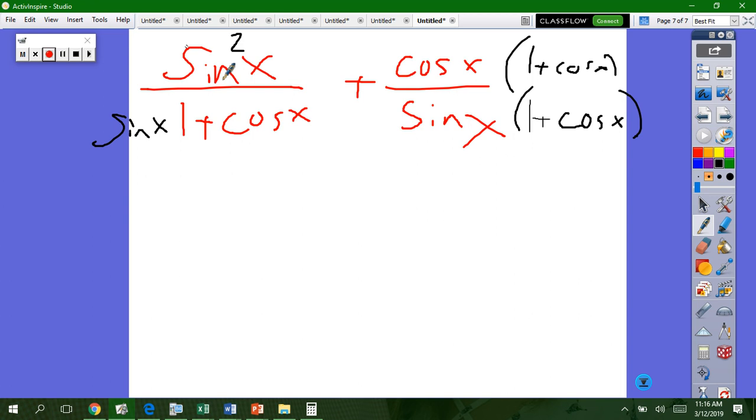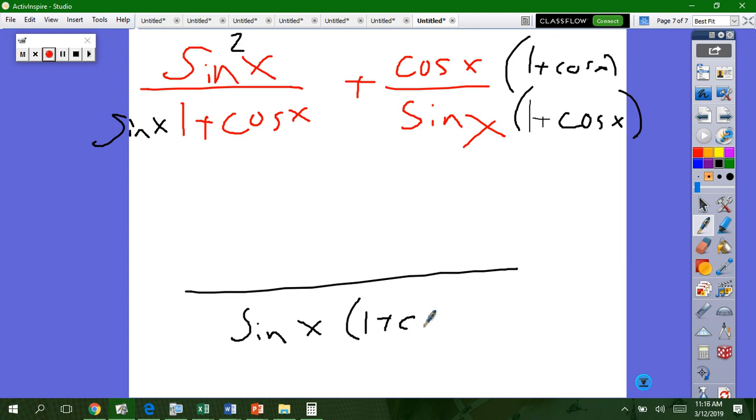Ooh. All right, so what does the top become now? Because look at my common denominator. My denominator is going to be sine of x times 1 plus cosine of x. Now, to answer your question, Trek, as well, could you have done that and got the same result? Probably. You would have just had to work harder.